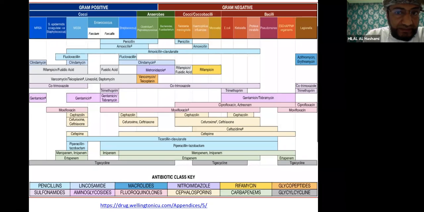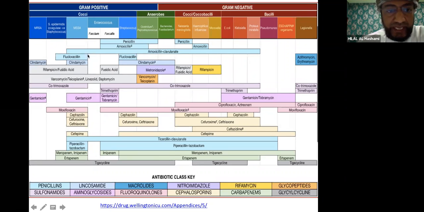This table illustrates the different organisms and the antibiotics that can be used for each. We'll spend hopefully around 3 minutes on it so that it will consolidate when we come later into the details of each antibiotic. For example, here I will start from the MRSA.